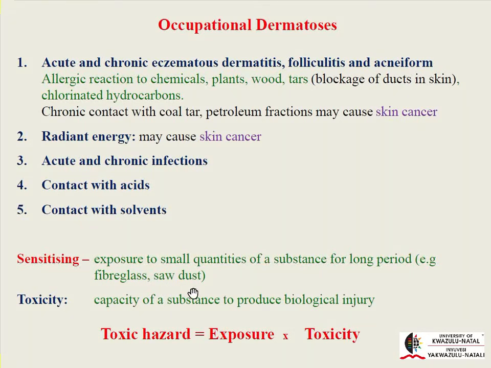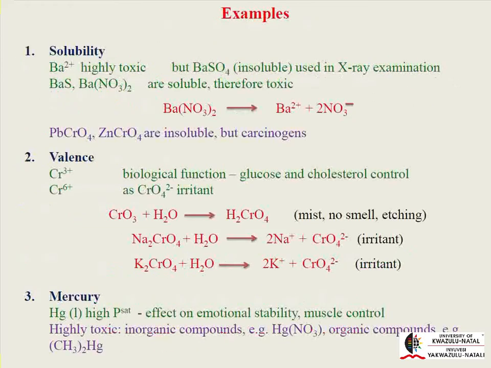It's an irritant and a sensitizer. Certain examples: barium ions used in X-ray examination are soluble and toxic, so they can be absorbed by the skin to a certain extent. And there are chromium compounds as well, which serve as a skin irritant. Mercury is also popular for causing various types of dermatosis, and its toxic effect is wide-ranging on the entire system, and can affect your emotional stability and even muscle control.